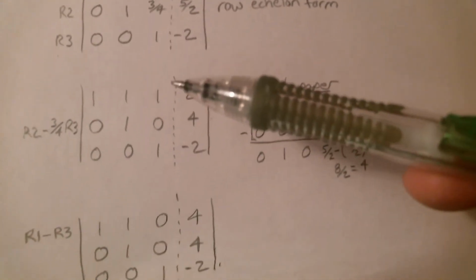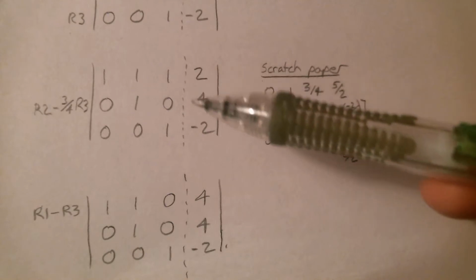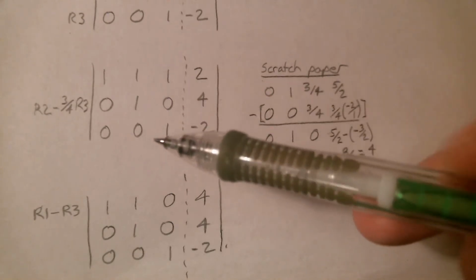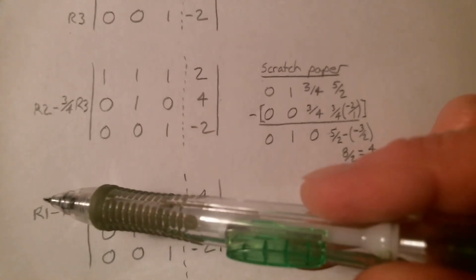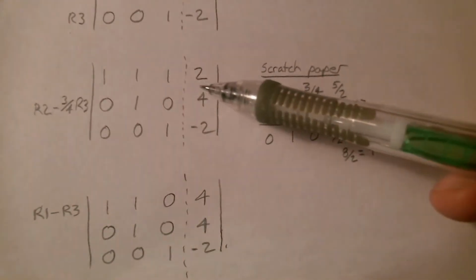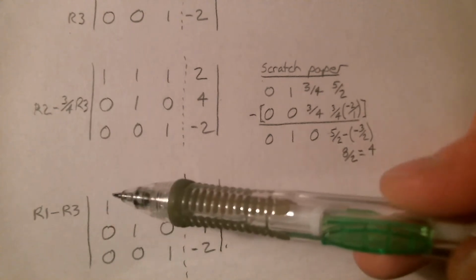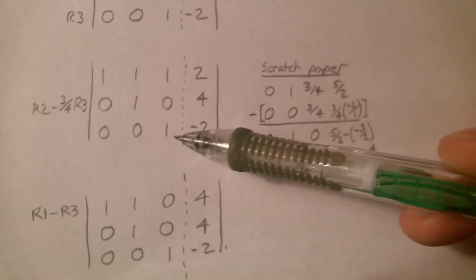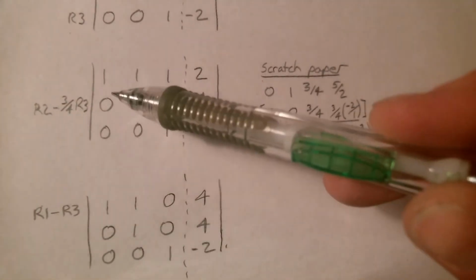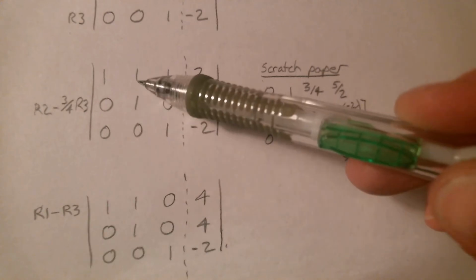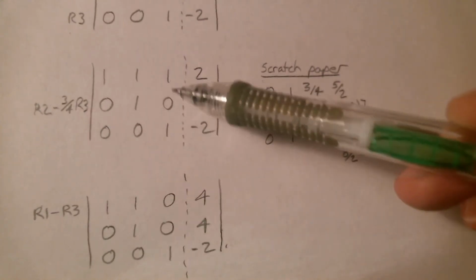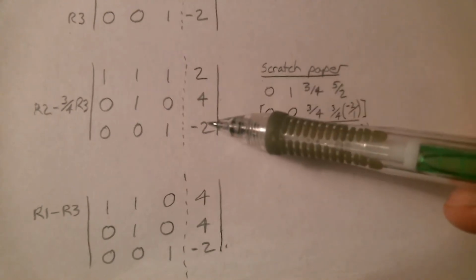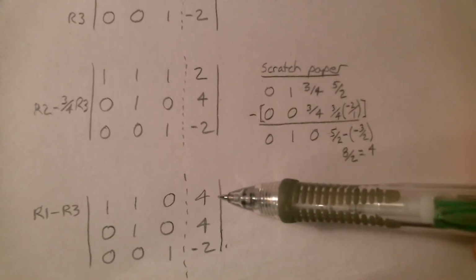All right, now we're going to eliminate this number right here, this one here. We're going to turn him into a 0. We're going to do that by taking row 1 of our previous matrix, and we're going to subtract row 3. So if you take row 1 from this previous matrix and you subtract row 3, then you get 1 minus 0 is 1, 1 minus 0 is 1, but 1 minus 1 is 0, so there's our 0. And then 2 minus -2 is 4.